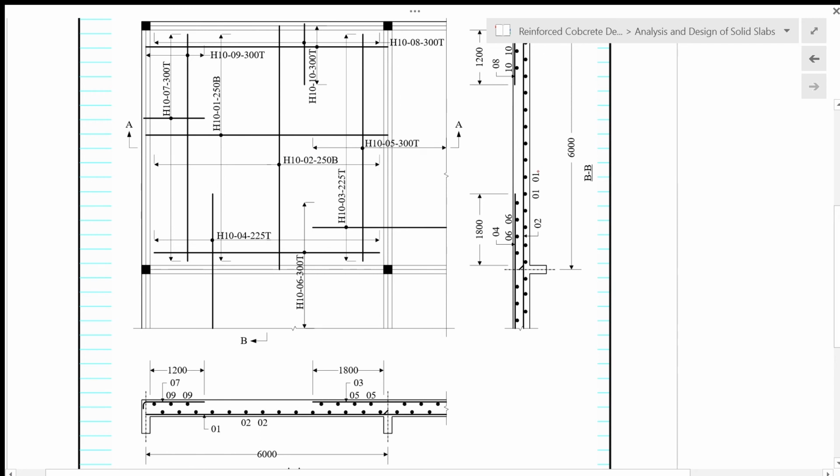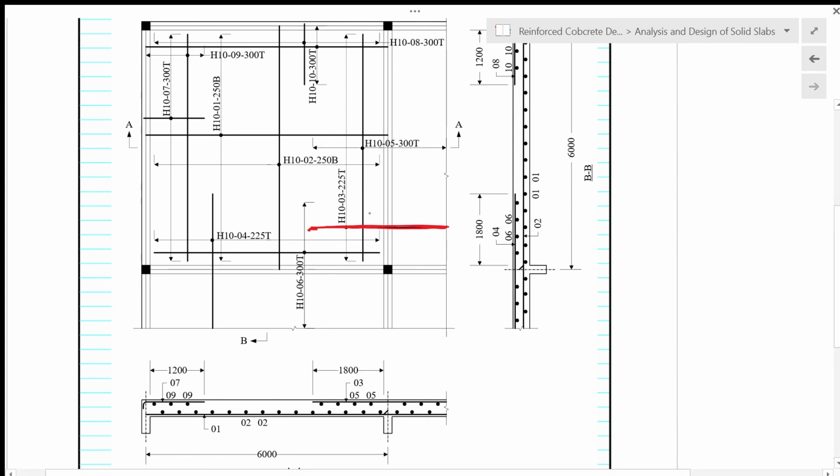And then next, we look at the bars provided for the negative moment in the LX direction. So it's bar number 3 here. Bar number 3 has to be placed from here, starting from the edge of the support, with 1800 mm from the edge of the support. So this is calculated based on the simplified detailing method. Okay, so this is 0.3 L. So 0.3 times 6000 is 1800 mm.